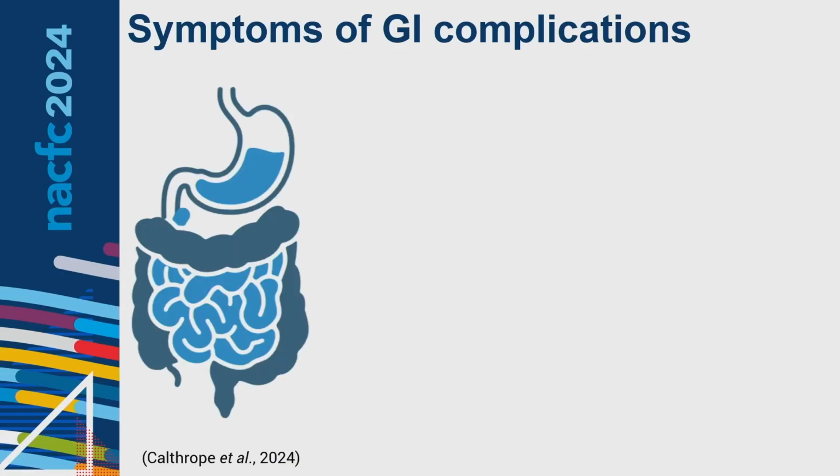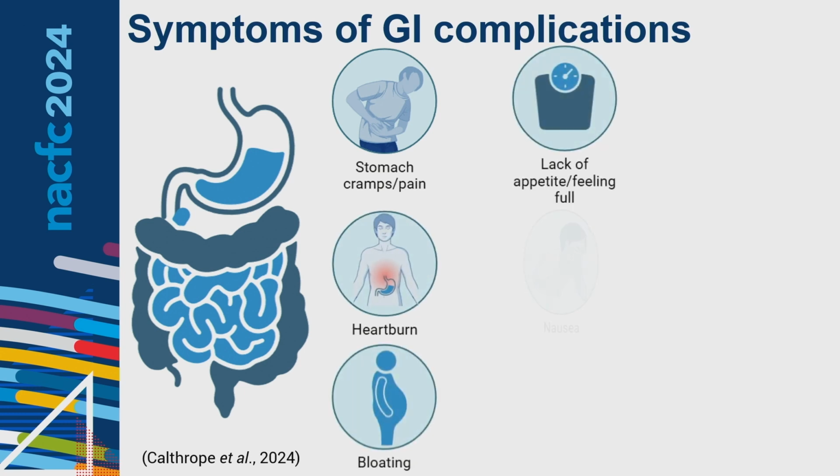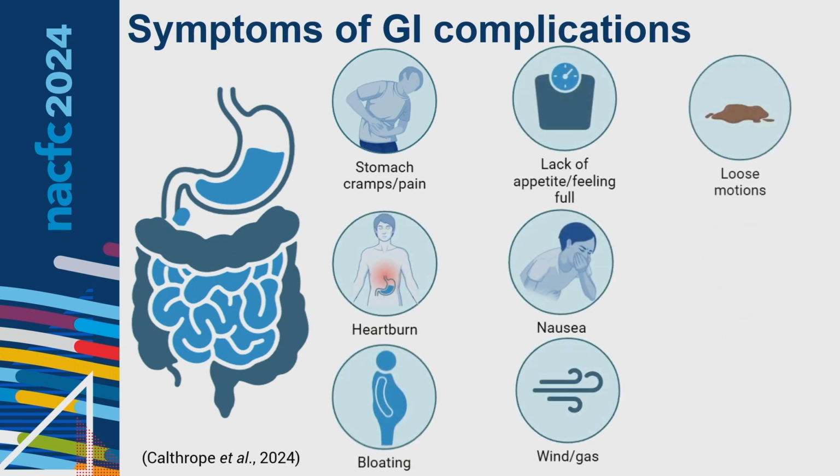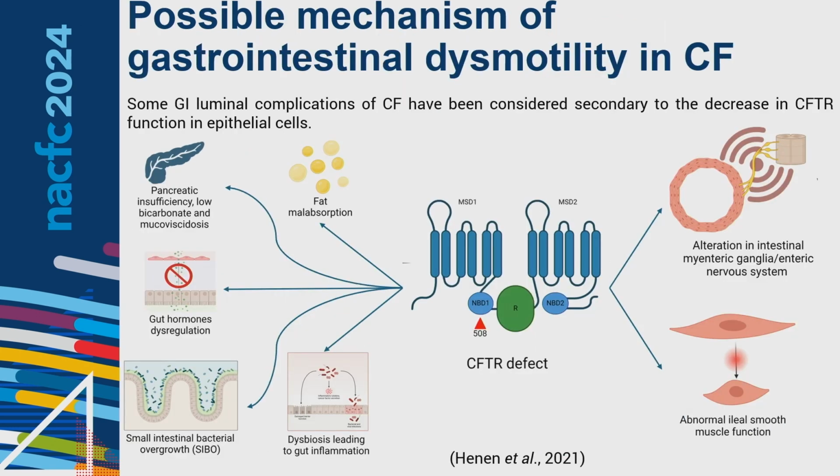Gastrointestinal manifestations in cystic fibrosis are extremely common and have recently become a research focus. These manifestations include stomach cramps, constipation, heartburn, bloating, lack of appetite, nausea, among others. Some of these GI luminal complications in cystic fibrosis have been considered secondary to the decrease in CFTR function in epithelial cells. These malfunctions include fat malabsorption, pancreatic insufficiency, gut hormone dysregulations, bacterial overgrowth, dysbiosis, and gut inflammations.